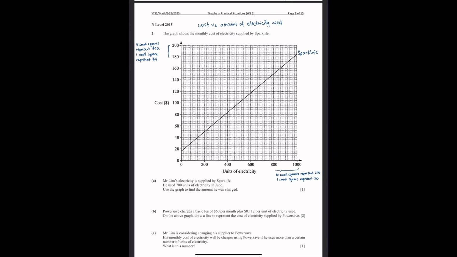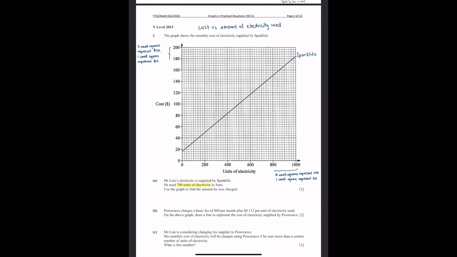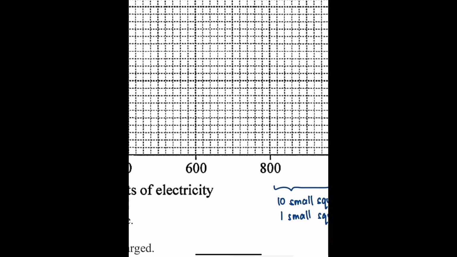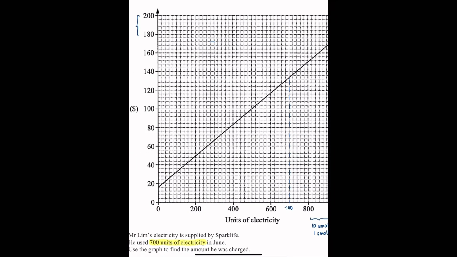Let's look at part A. Mr. Lim's electricity is supplied by SparkLife. He used 700 units of electricity in June. We have to use the graph to find the amount he was charged. So let's zoom in to 700, which is in between 600 and 800. Draw a dotted line up to meet the straight line, and then draw a dotted line to the left to meet the vertical axis, so we can see the corresponding cost for 700 units of electricity.